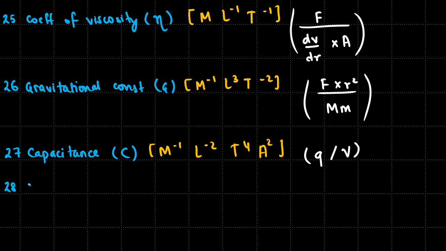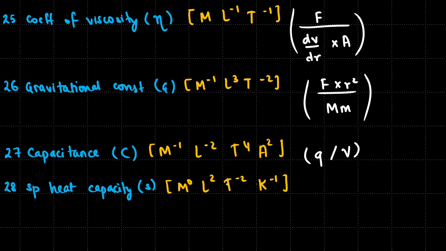28, it is specific heat capacity. Its symbol is small s, and its dimensional formula is M0 L square T minus 2 K minus 1. As A represented current, here K represents temperature in Kelvin. I hope you understand that.